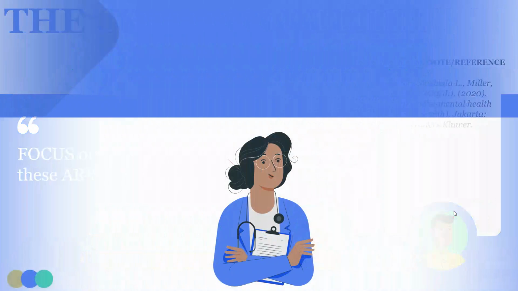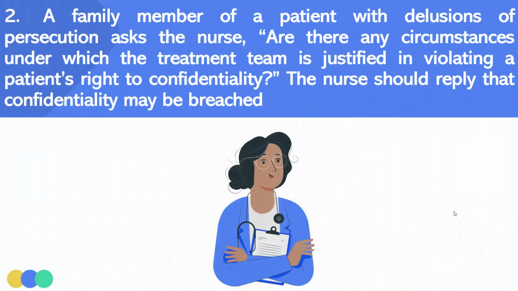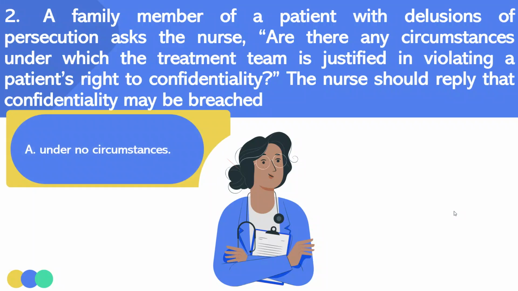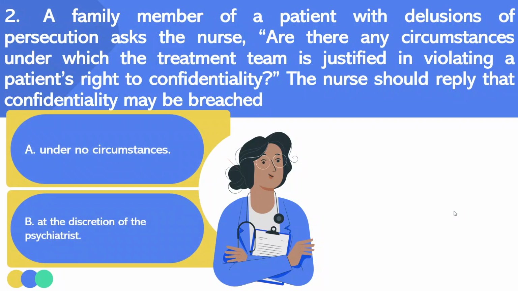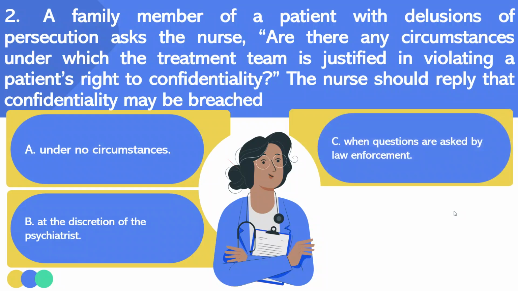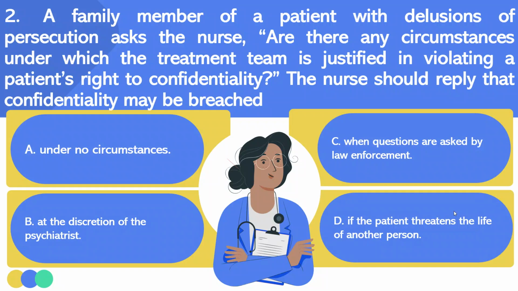Number two, a family member of a patient with delusions of persecution asks the nurse, "Are there any circumstances under which the treatment team is justified in violating a patient's right to confidentiality?" The nurse should reply that confidentiality may be breached: Letter A, under no circumstances. Letter B, at the discretion of the psychiatrist. Letter C, when questions are asked by law enforcement. Or letter D, if the patient threatens the life of another person.